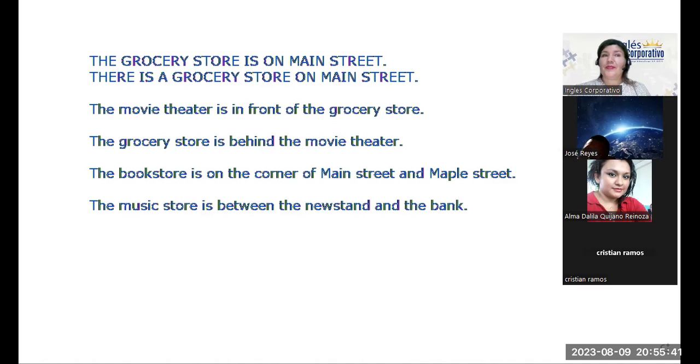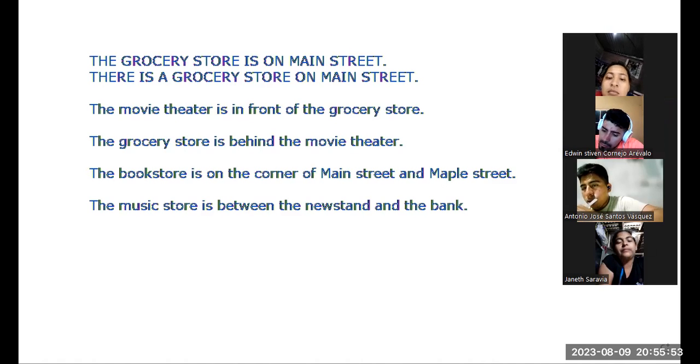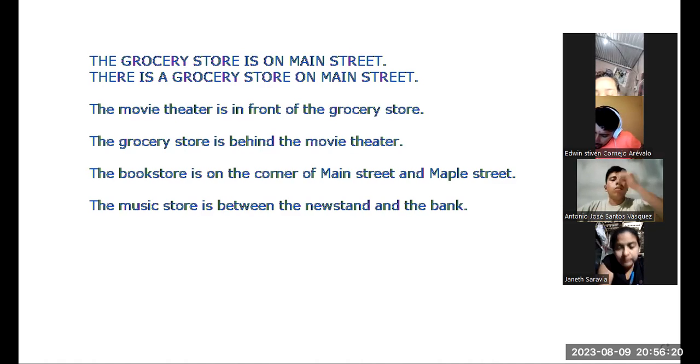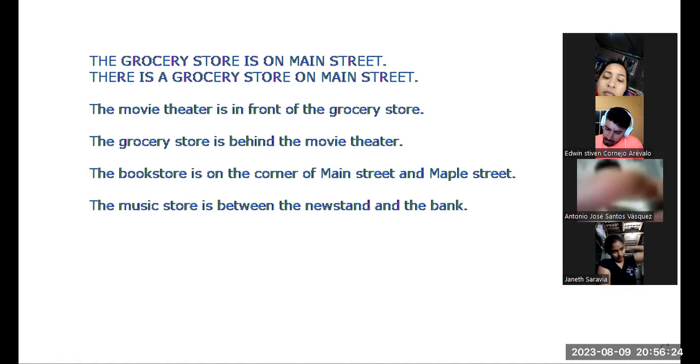¿Qué ejemplo me darían con Italian restaurant? The Italian restaurant. Miren cómo empezamos todas las oraciones. The Italian restaurant is in front of the grocery store. Okay, it's in front of the grocery store. ¿Qué otro ejemplo me pueden dar con the Italian restaurant? Ya usamos in front of. ¿Con qué otra preposición lo podríamos ocupar?